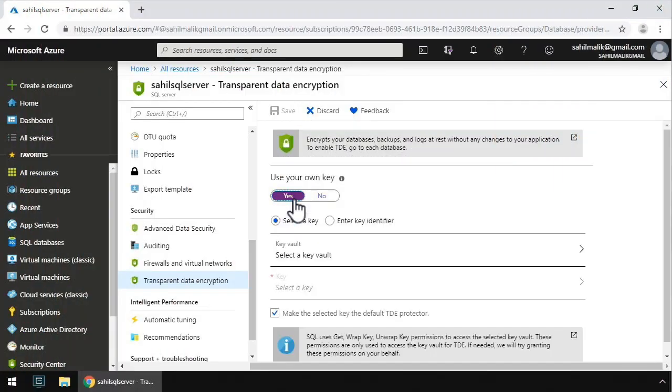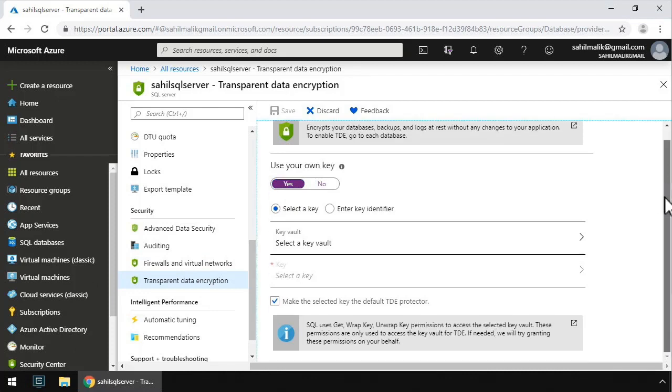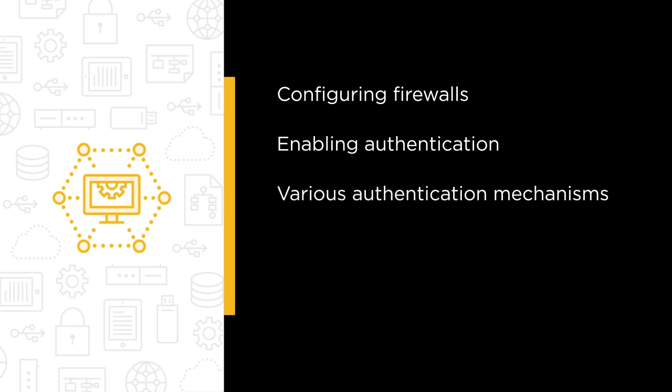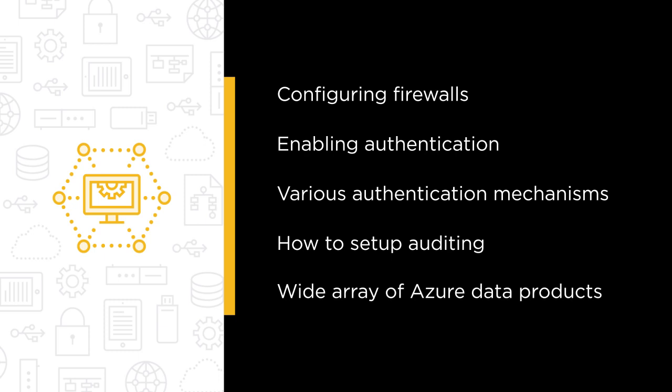Relevant Azure products covered include Azure SQL Database, Cosmos DB, and Azure Data Lake. In this course, I will walk you through the various topics such as configuring firewalls, enabling authentication, the various authentication mechanisms, the various data product support, how to set up auditing so you know what's going on, and I do this across a wide array of Azure data products.